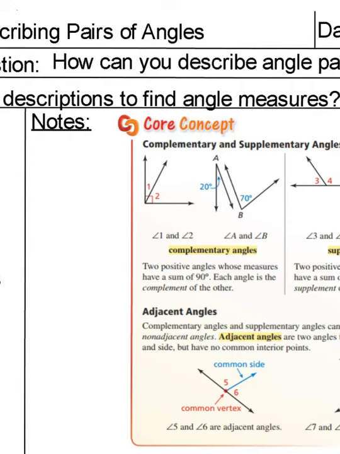So, 1.6, describing pairs of angles. How can you describe angle pair relationships? We talked about some of this yesterday. Two angles that add up to be 90 are called complementary angles. I think complementary corner. So remember, a right angle makes a corner.